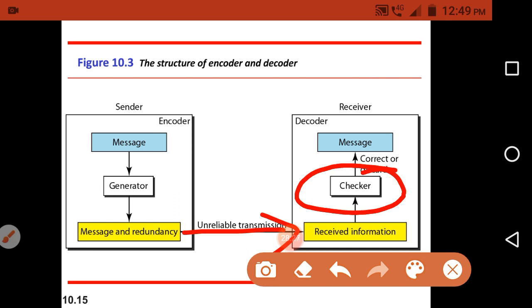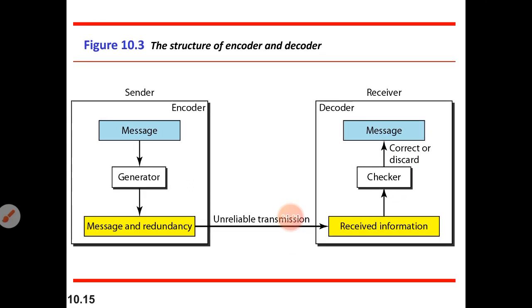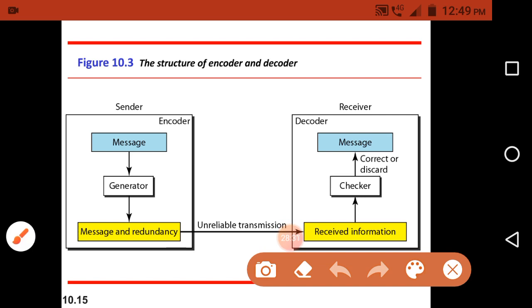Otherwise, what happens? If there is no match between the valid code word and the received code word, then that will be discarded. Okay, so this is what the encoder and the decoder do.